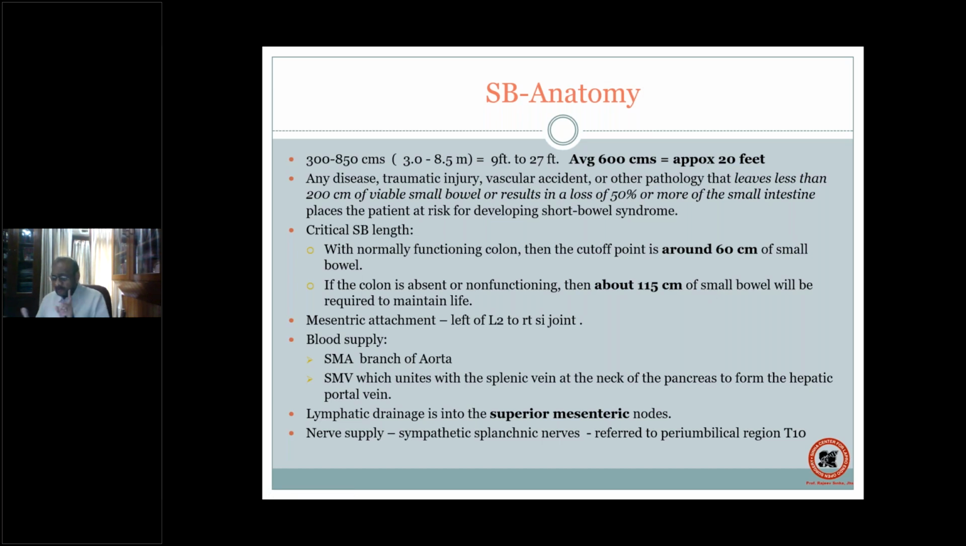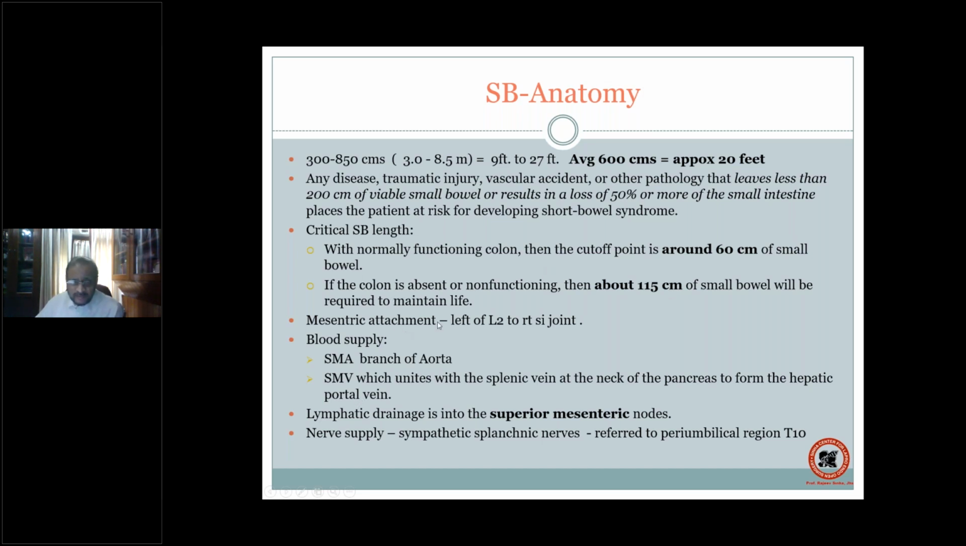So remember, number one, for not having short bowel syndrome, the minimum required bowel is about 2 meters, right? For being compatible with life with a normal colon, minimum 0.6 meters or 60 centimeters. For compatibility with life without a colon, the minimum length of small bowel required would be about 115 centimeters. Okay, that is part one.